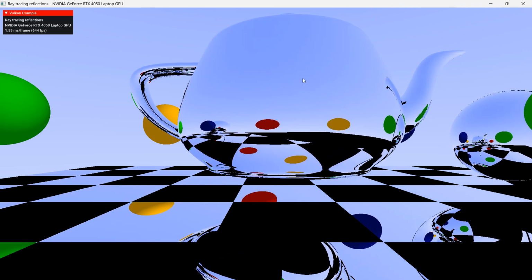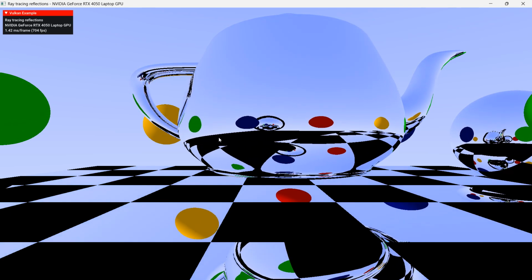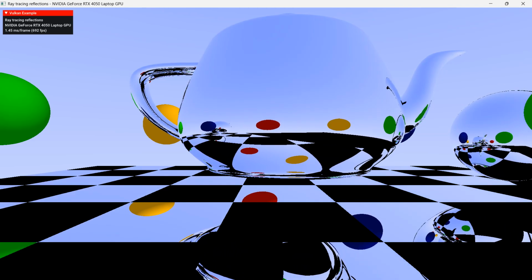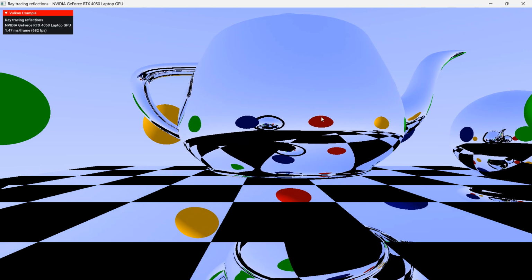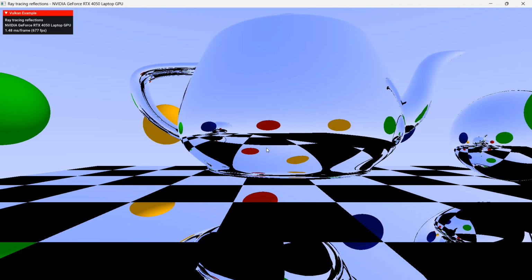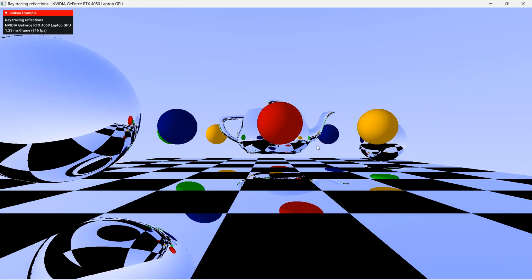As you can see, the normal of the reflections is sort of following the light. So the light source is moving, and the normal for the reflections is also moving with it, right?